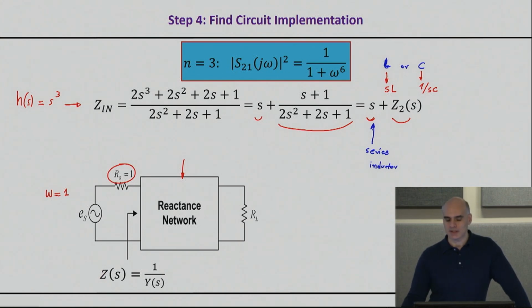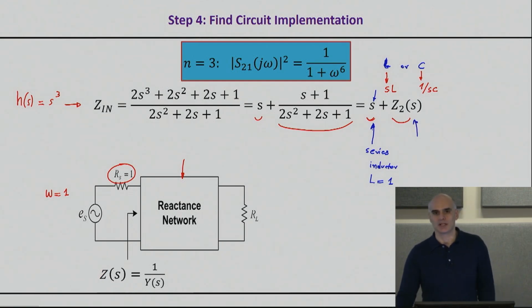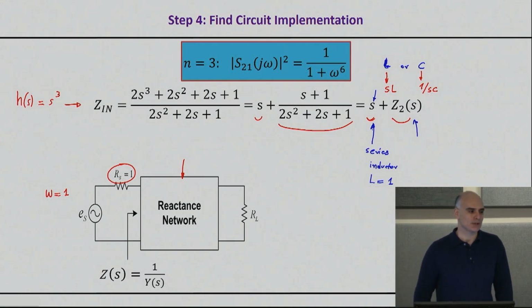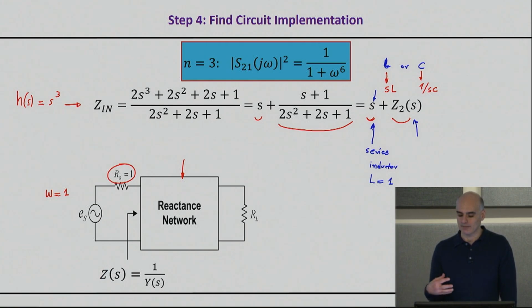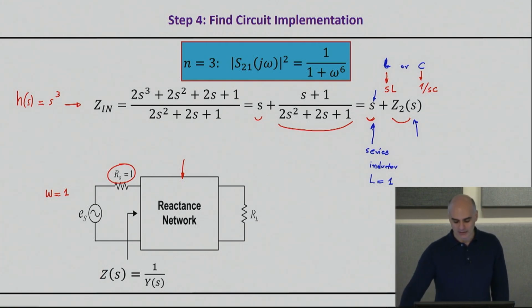Because if I choose a series inductor with an inductance value of 1, then I implement the input impedance, at least the first part. And then I'll worry about finding out the input impedance of the second part. So when you start seeing equations like this, it's important to start thinking of what kind of reactive element implements that. And this is the hint that I wanted to give you on this part.